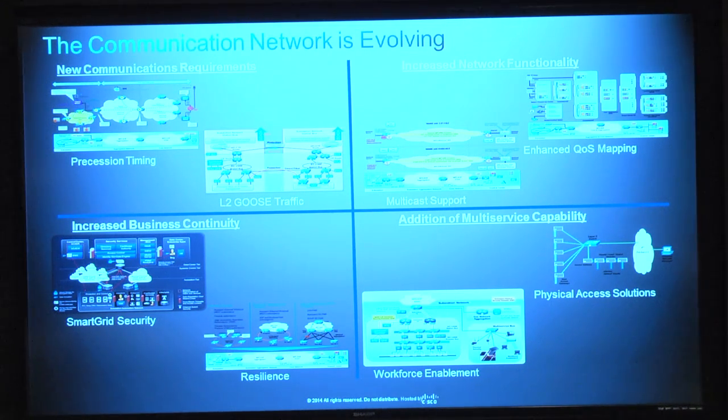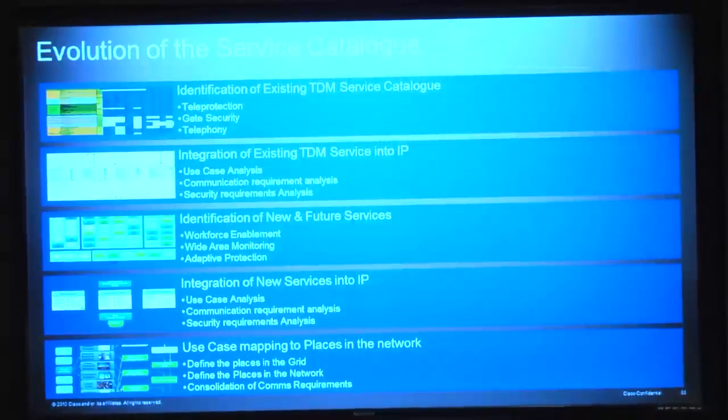How do we do this? How do we start? We take a look at our existing service catalogue that we're providing our operational customers within utilities today. We're looking at their existing TDM infrastructure, particularly they would have dark fibre or PDH, SDH multiplex type network in place. Some would even have DWDM infrastructure in place.